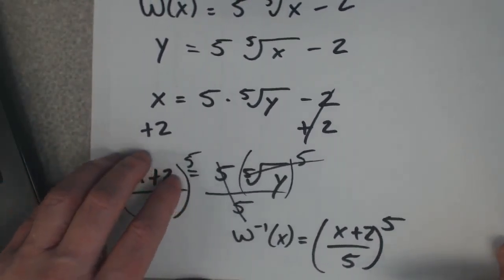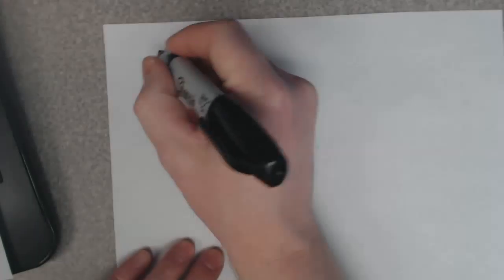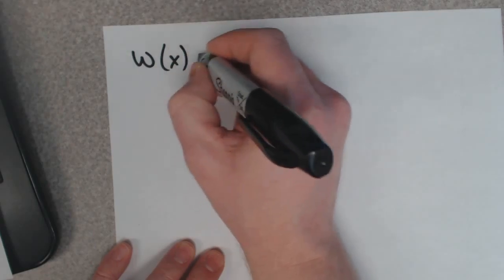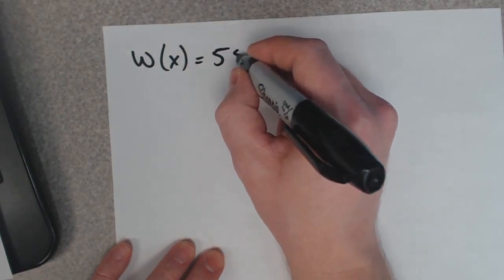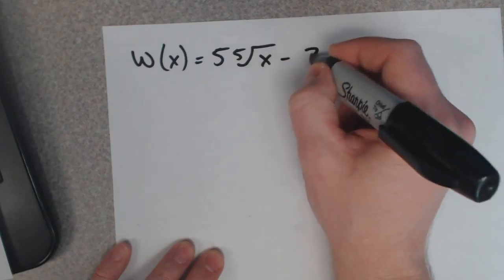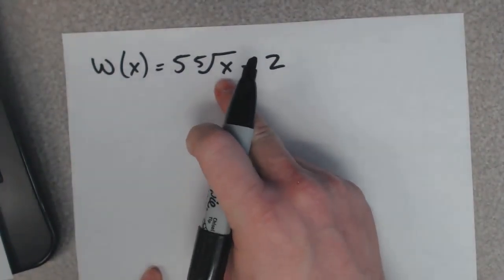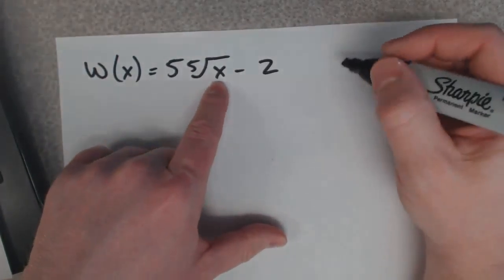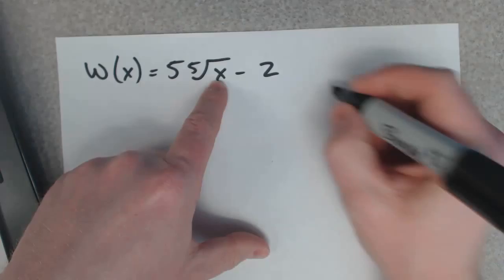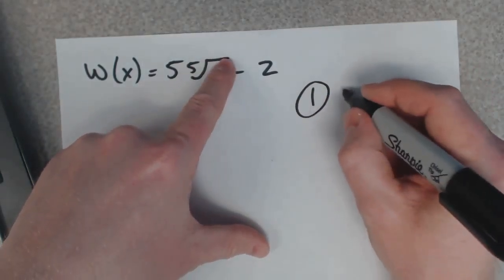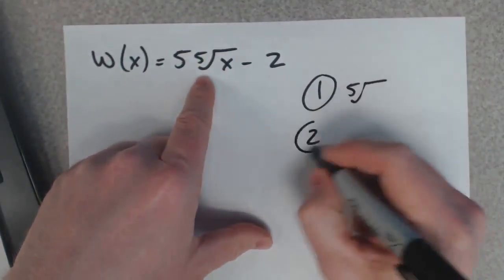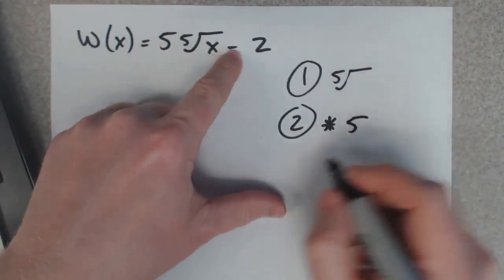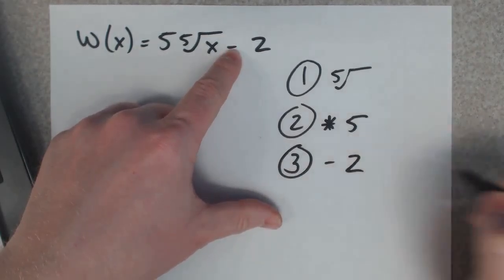Now, there's another way of doing this question without doing this whole solving thing, and it is you look at the function. Sometimes it works, sometimes it's a little bit harder to do. But you ask yourself, if I was to plug a value in for x, what order of operations would you have to follow? So if I plug a value in for x, let's say I plug in a 1. First thing I would do is the fifth root. What's the second thing I would do? I'd multiply by 5. The last thing I would do is then subtract 2.